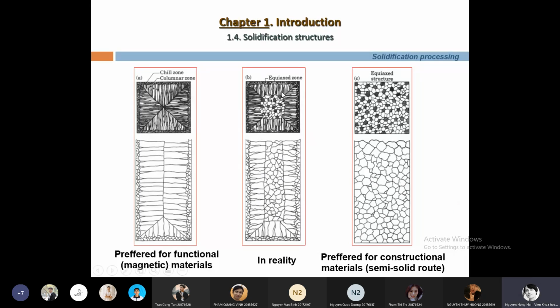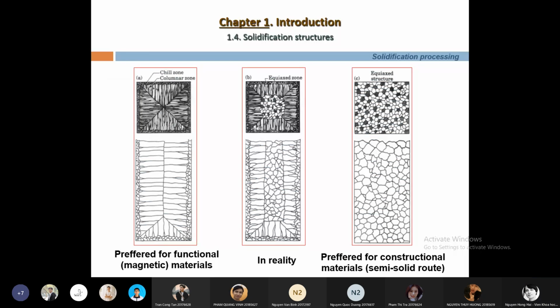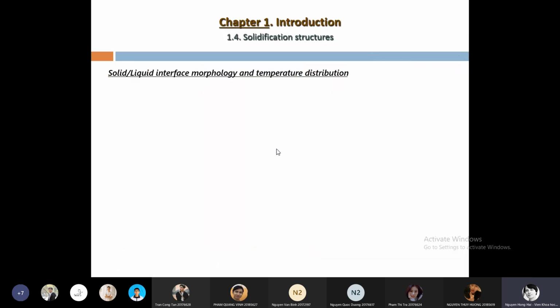In the case of the conventional solidification process, we have three zones normally. And this solidification structure depends very much on the liquid-solid interface morphology.